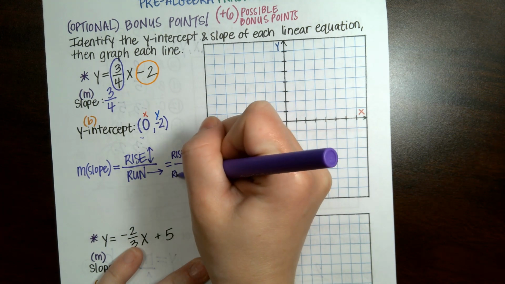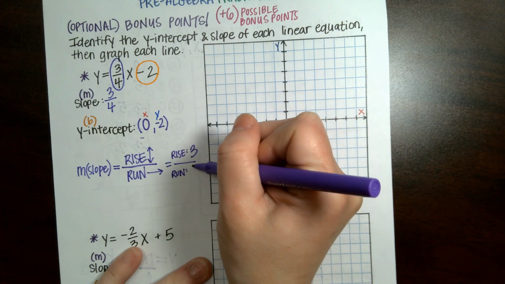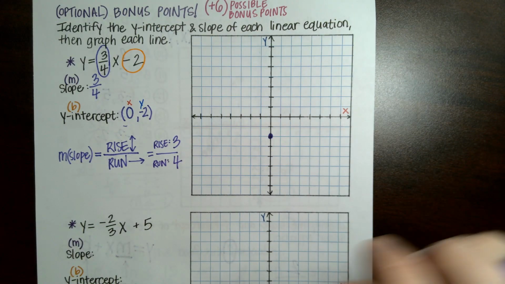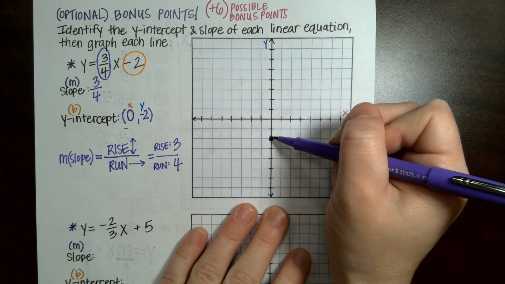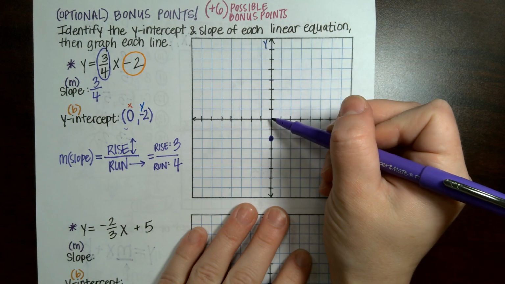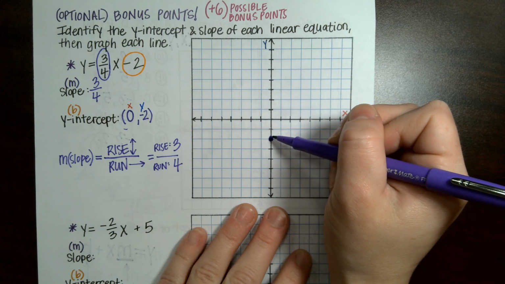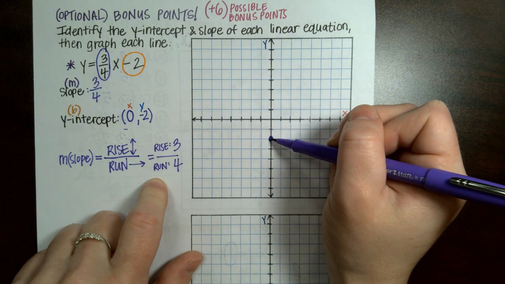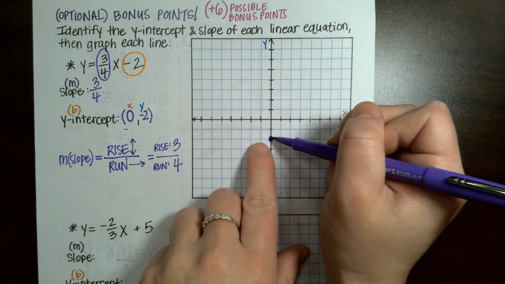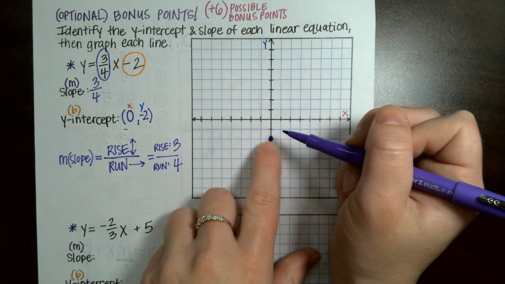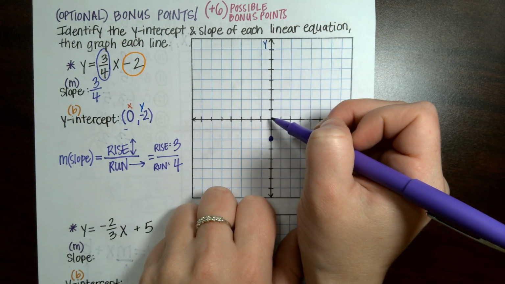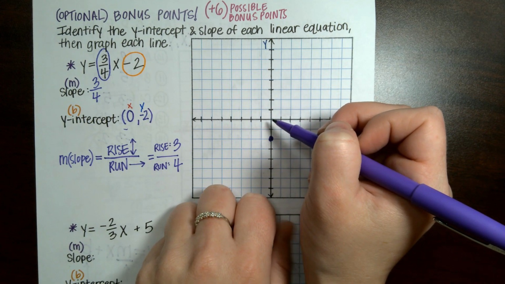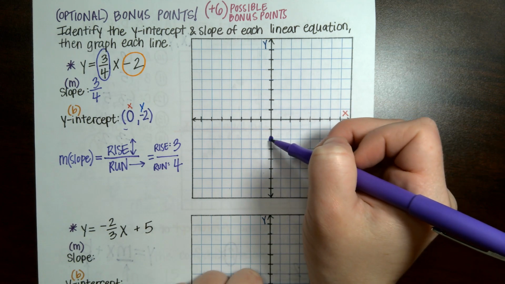And our run is what? 4. Now remember, our starting point is the dot we just made, the y-intercept. Do not start from 0. We want to start from the point we just made, because the slope is only useful if you put it up against a point on the line. I know this point is on the line because I took it from the equation. If I start at 0, I don't even know if this point is included in the line. I'm going to draw something totally wrong. Your starting point is the y-intercept.